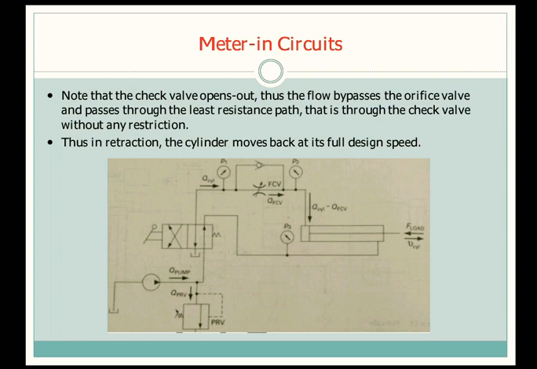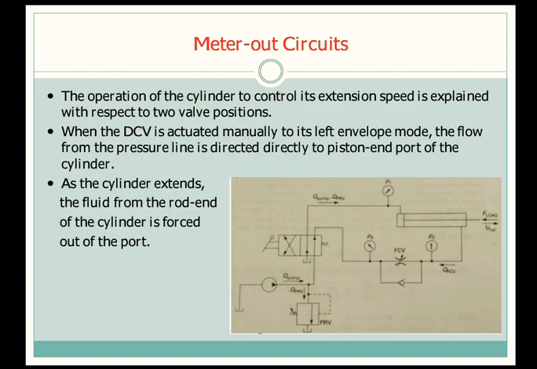Thus here in this meter in circuit we are only controlling the extension of the cylinder, that is meter in. We are only controlling the extension speed of the cylinder. We are not going to control the retraction speed of the cylinder here. So you can observe this in this meter in circuit. So the next type of circuit is the meter out circuit.